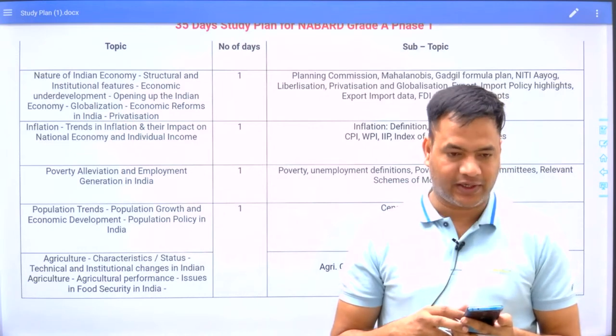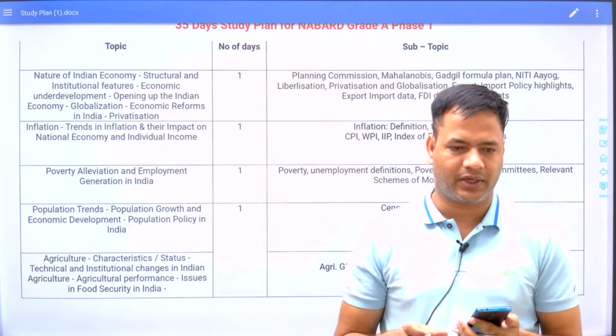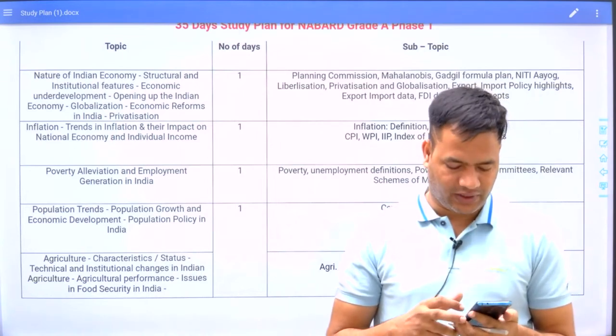ESI current affairs under the current affairs section is there. PIB we are separately providing. Newspaper current affairs we are separately providing. Agriculture current affairs we are also providing separately.